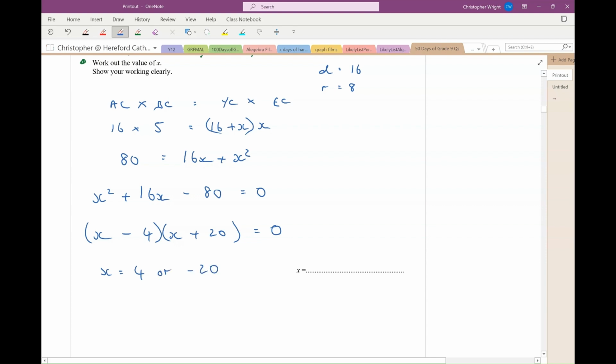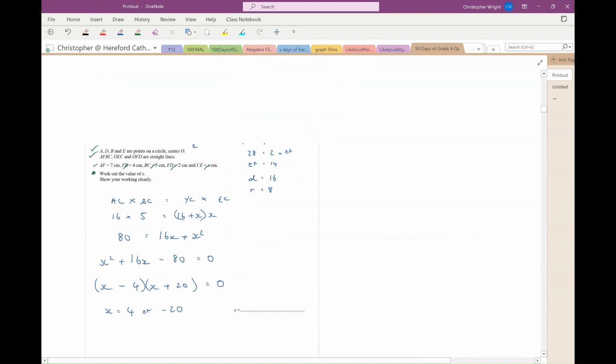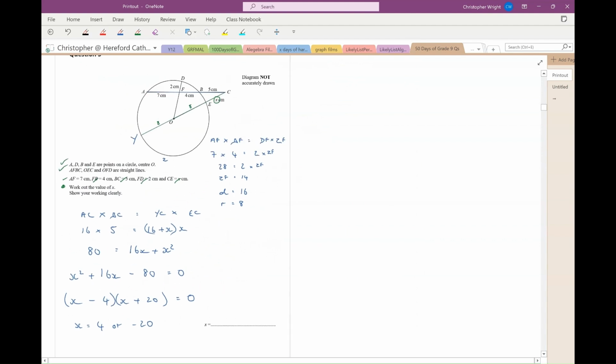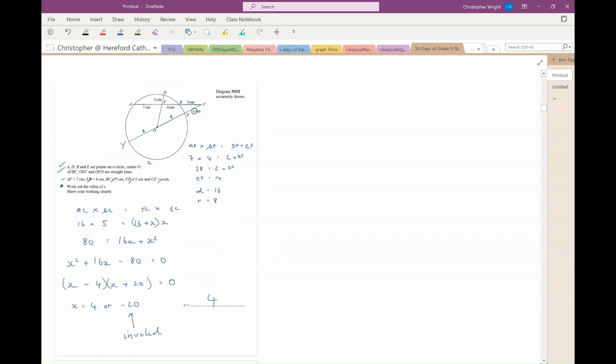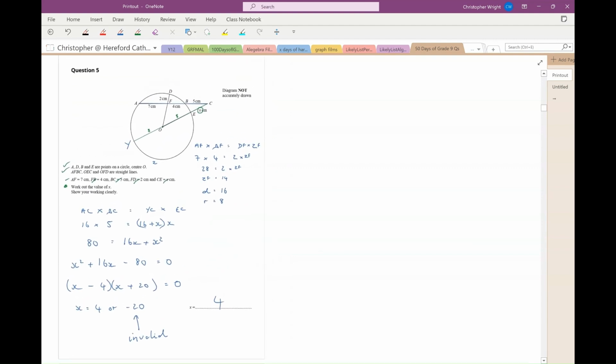So are there two answers then for x? Let's have a look at the diagram. Does it make sense for x to be negative 20? It doesn't. X is clearly a positive value. So x is minus 20 is not valid, meaning that the answer is that x is 4. So in question 5 there, we use the intersecting chord theorem twice. Once where the chords intersected within the circle at the point F, and on the second occasion where the chords intersected outside the circle at the point C.